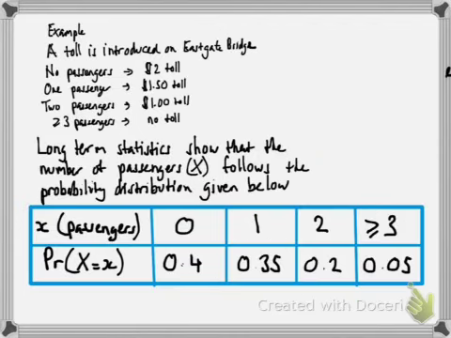Here's an example. A toll is introduced on the Eastgate Bridge, and if your car contains no passengers, you pay $2. If your car contains one passenger, you pay $1.50. If your car contains two passengers, you pay $1. And if it's 3 or greater, you don't pay any toll. Long-term statistics show that number of passengers X follows the probability distribution given below. So 0.4 chance of no passengers, 0.35 chance of one passenger, 0.2 chance of two passengers, only a 0.05 or 1 in 20 chance of them being greater than or equal to 3 passengers.